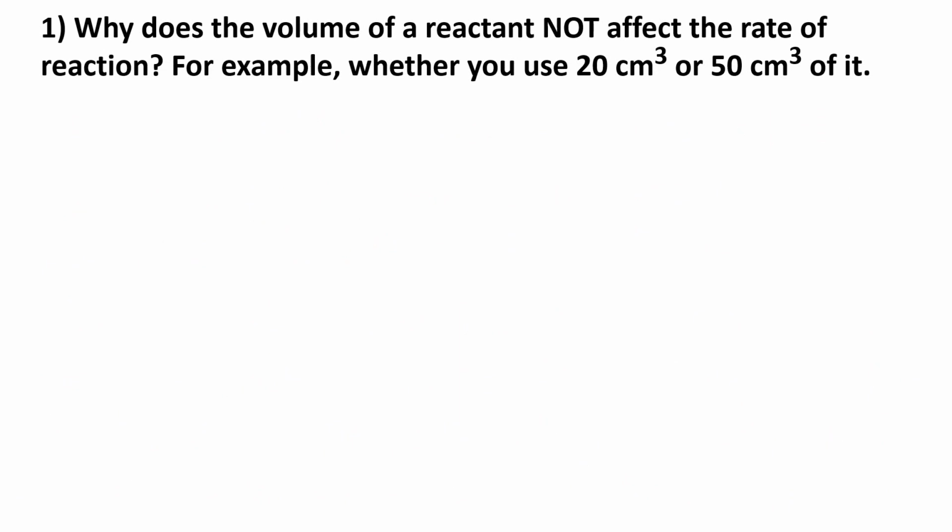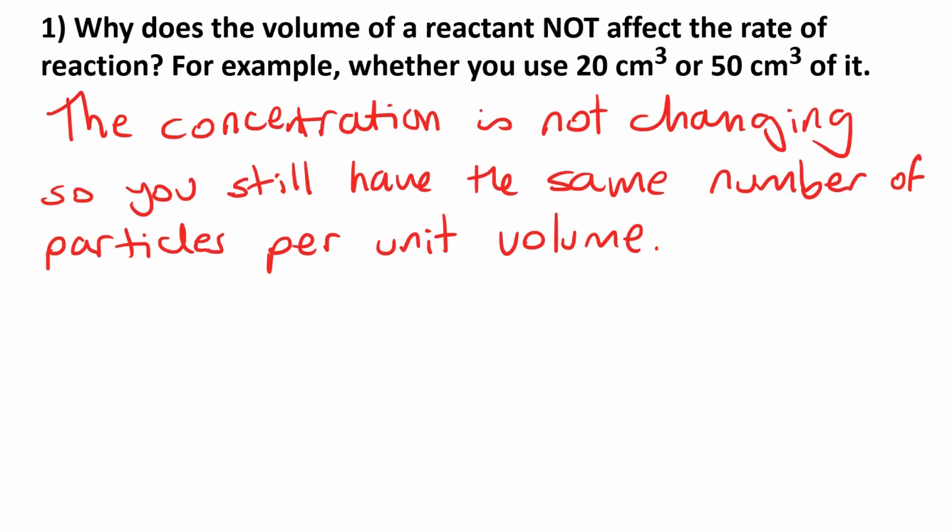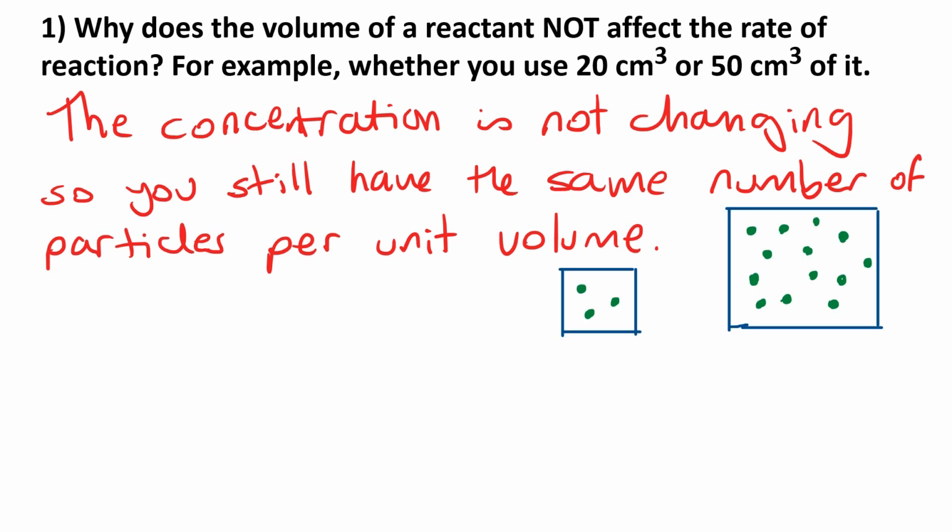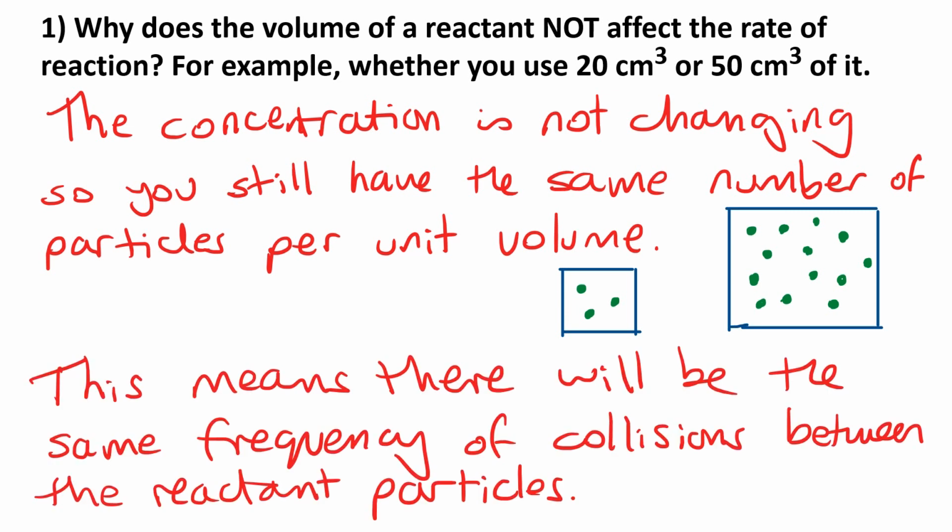So we now get to the worst answered question of chemistry paper 2 last year. With only 4% of candidates getting this one correct, even many of the people who got grade 9s last year wouldn't have got the marks on this question. So why does the volume of a reactant not affect the rate of reaction? So what we mean by this is it doesn't matter whether you use 20 centimeters cubed or 50 centimeters cubed of the reactant. And the first mark is for saying the concentration isn't changing, so you still have the same number of particles per unit volume. So whether we have a small volume or a large volume, the particles aren't any more or less crowded. And that means there will be the same frequency of collisions between the reactant particles.